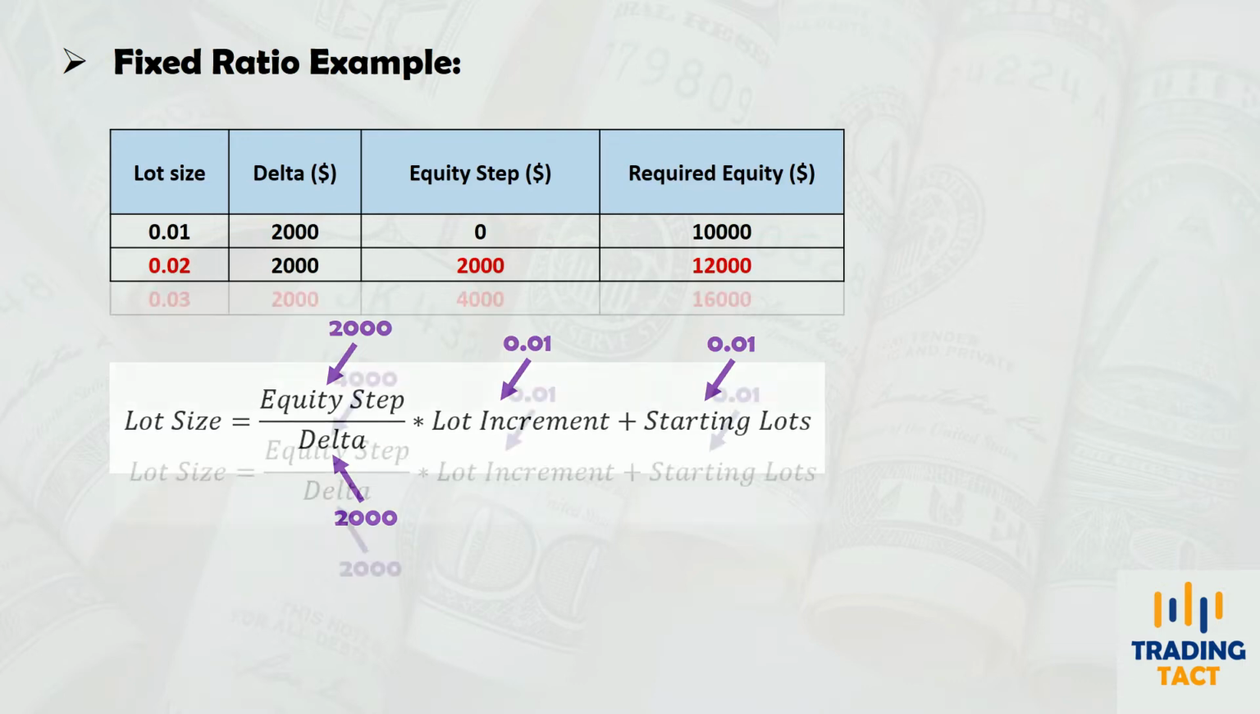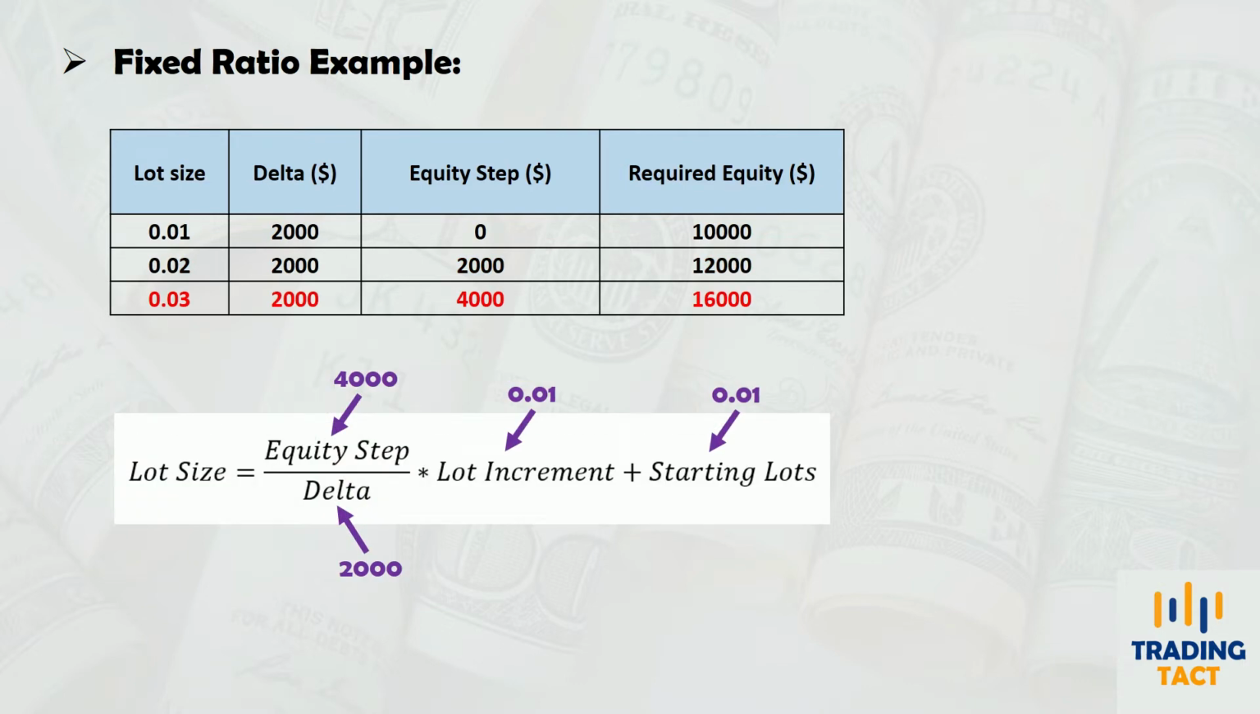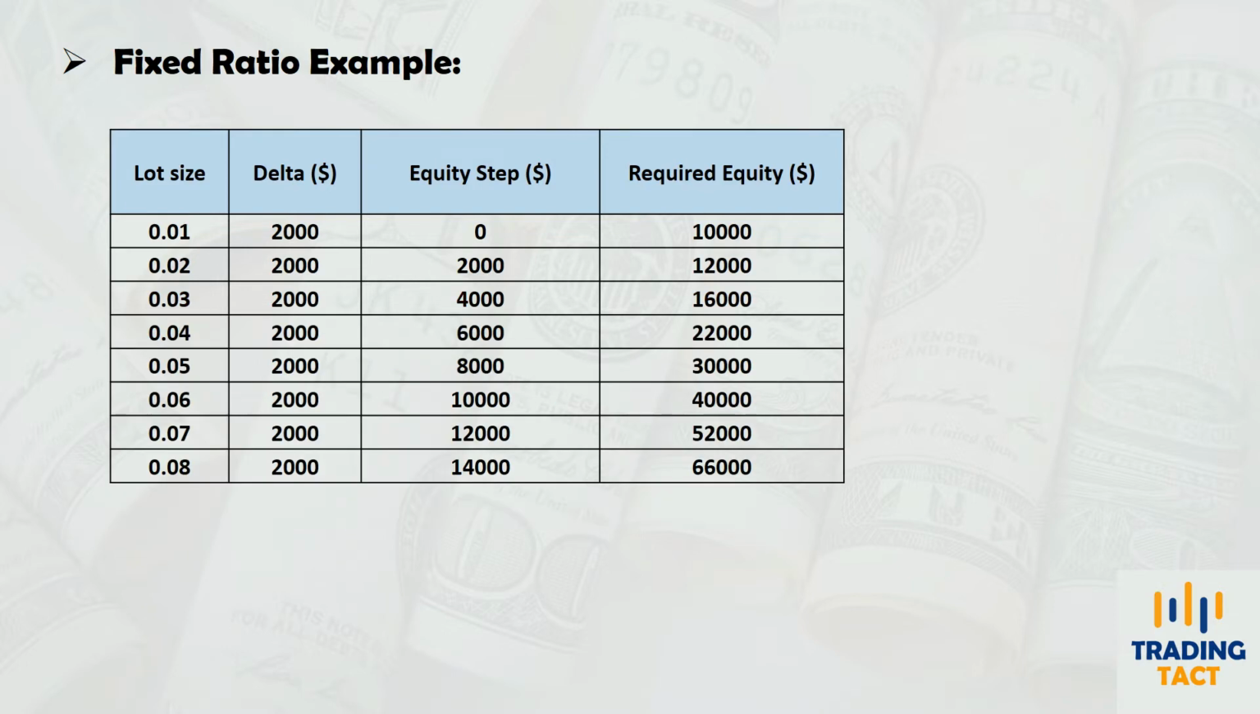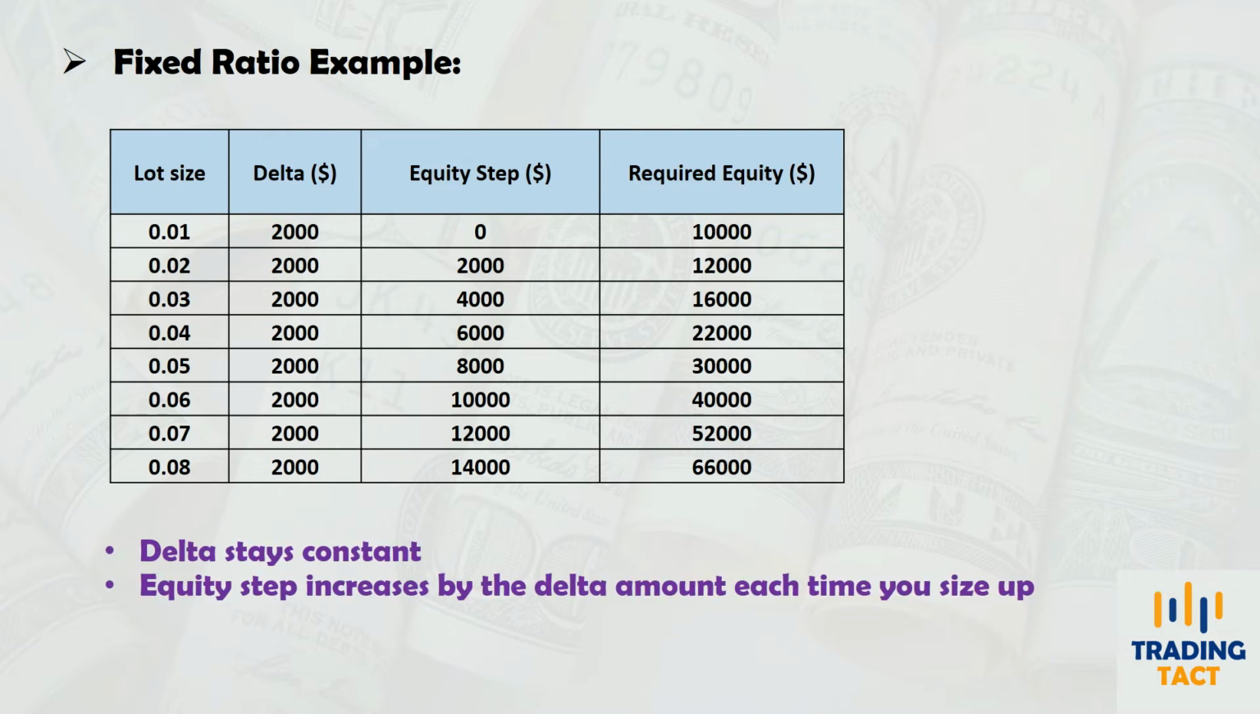Similarly, when your account reaches $16,000, your equity step is $4,000, giving you 0.03 lots. You can repeat this process to determine what account equity you need for subsequent lot sizes. Notice how your chosen delta value remains constant, although the required equity step from the previous lot size increases with time. So how does this stack up against the ever-popular fixed fractional method?